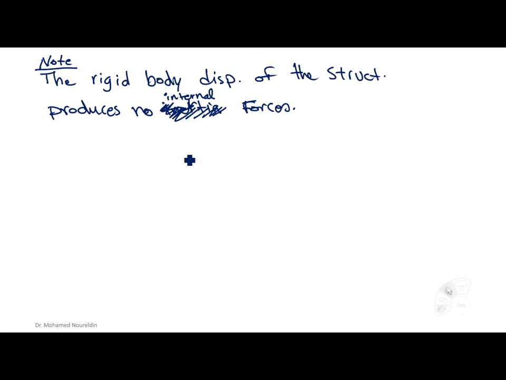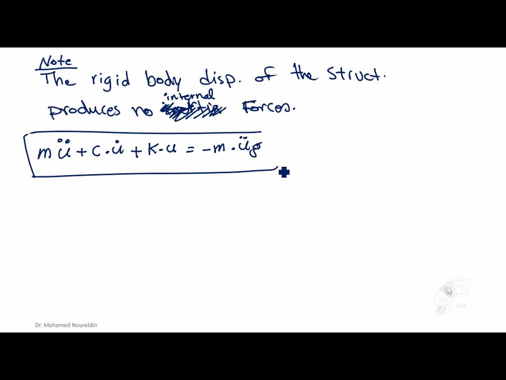In this case, we can put our system and write the equation of motion that we want to end with: m u double dot plus c u dot plus k u equals minus m u double dot g. This is our equation of motion.